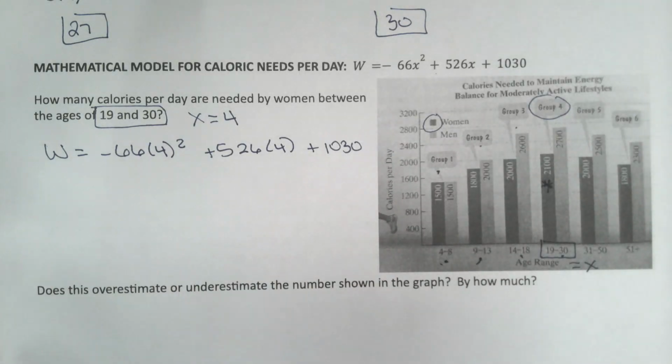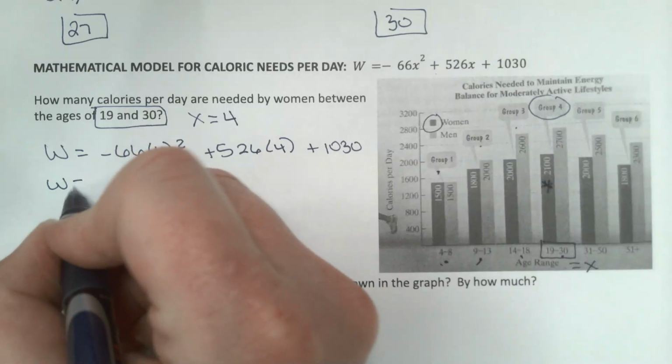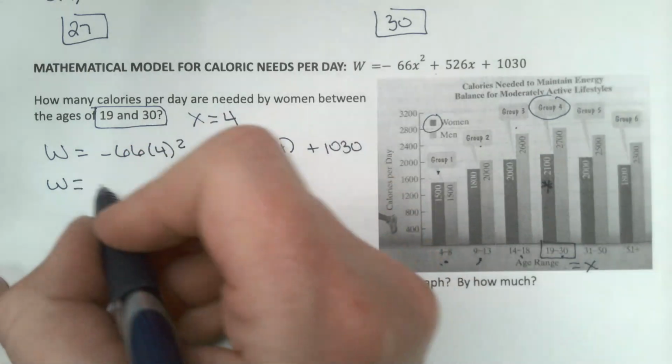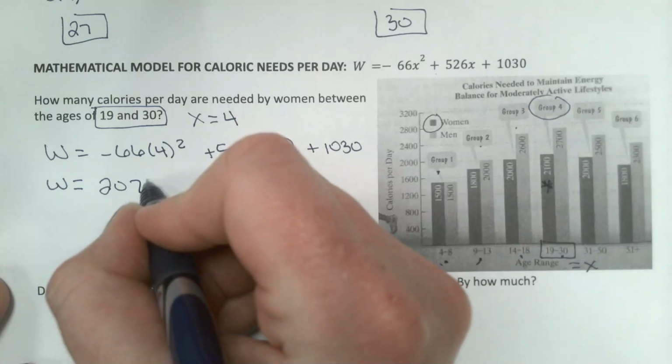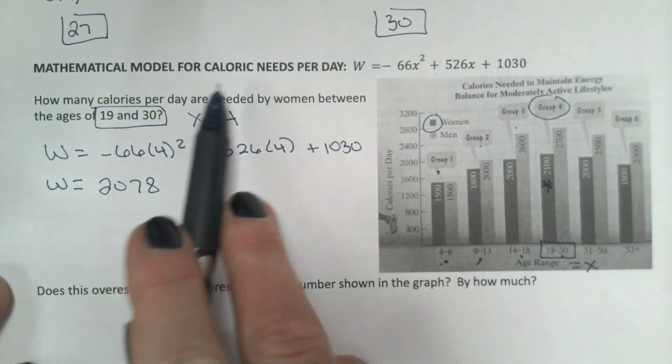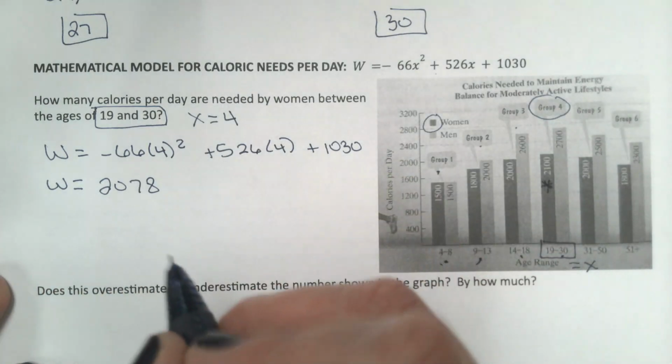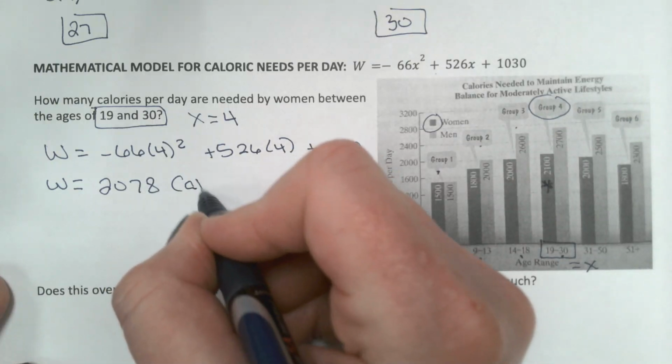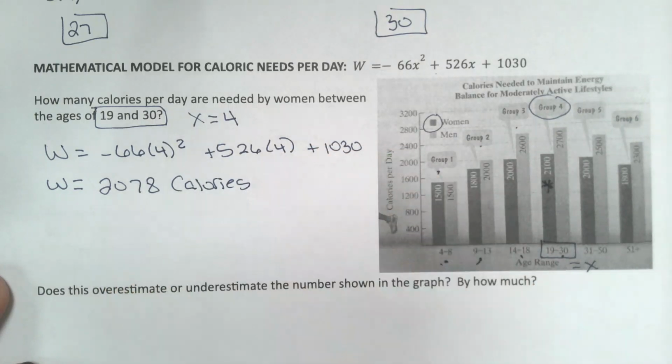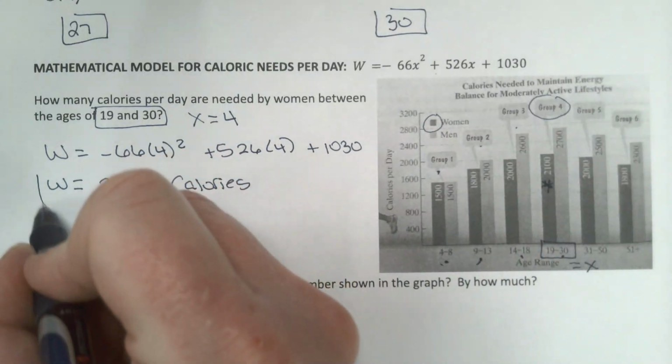I ran this directly into my calculator and I got 2,078. And this is caloric needs, and so it's calories a woman needs per day.